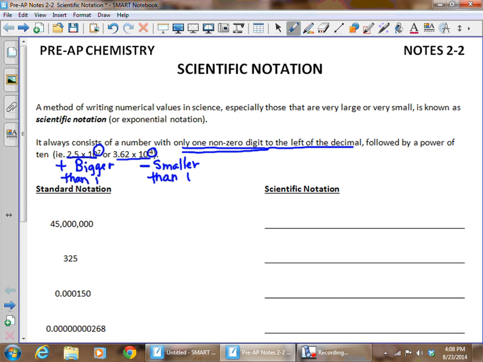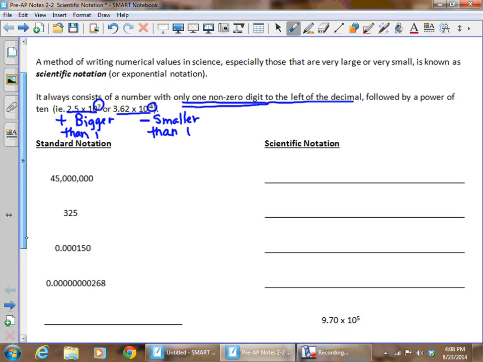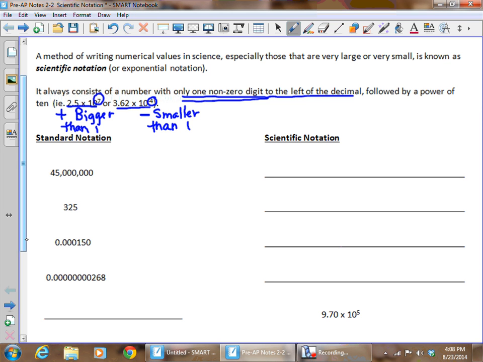For instance, in this first value, I want to just look at the number and decide, is this going to have a positive exponent or a negative exponent? If I have 45 million, well, hopefully we realize that that is much bigger than 1. When we get done with this value, it is going to have a positive exponent. 325. Again, is this number bigger than 1 or smaller than 1? Since it's bigger than 1, it is going to have a positive exponent when we get done with it.